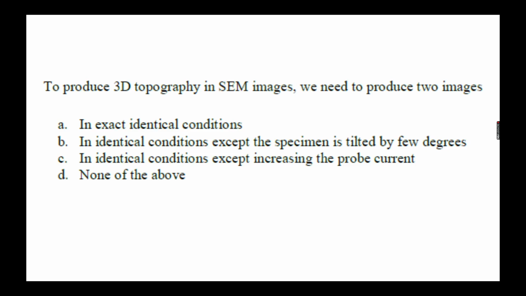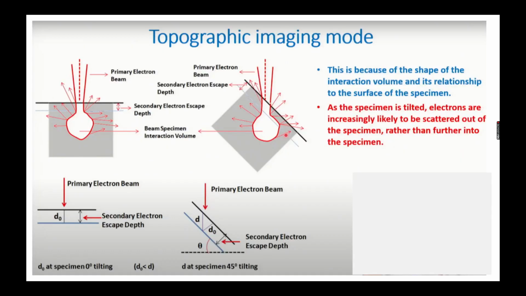So in the last slide also I showed you that you can get a 3D topographic image in SEM. So we need to produce two images in identical conditions except the specimen is tilted by a few degrees. Okay, so here you can see this at a spacing of 45 degrees, and this is at 0 degrees. So in this way you can get a more clear topographic image.